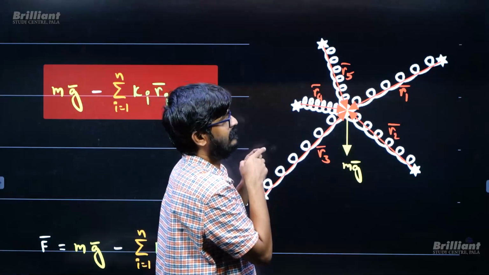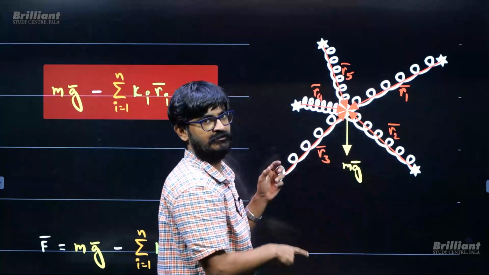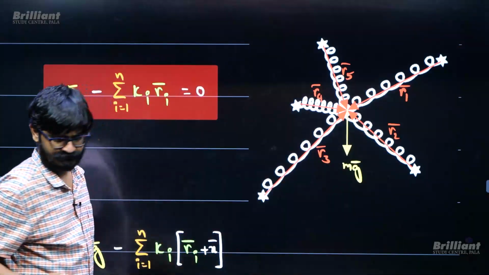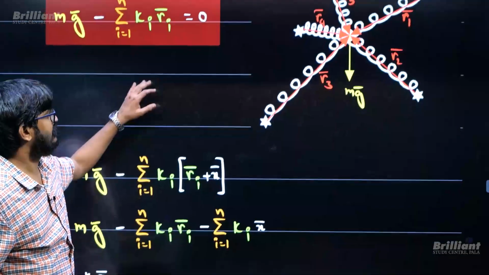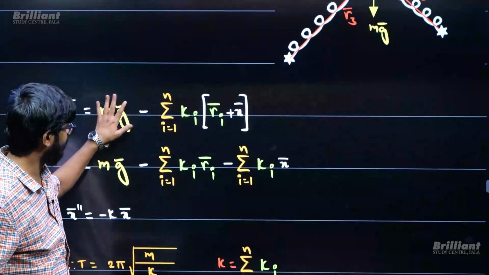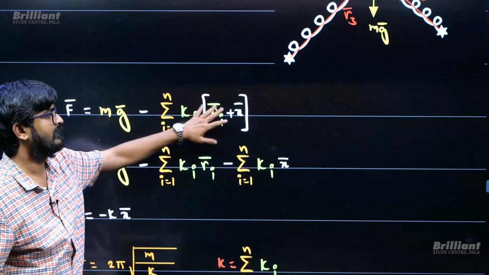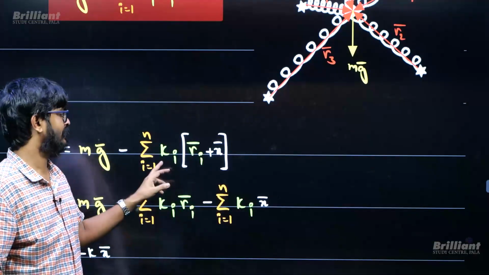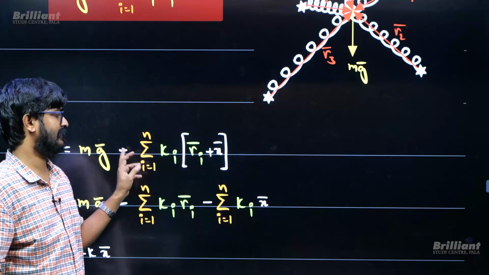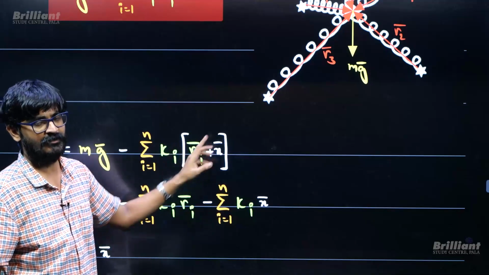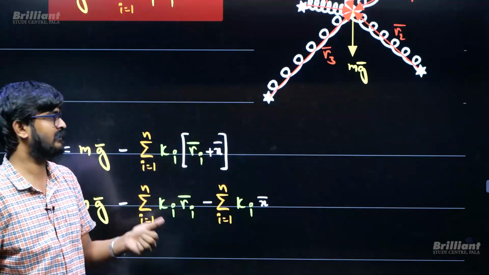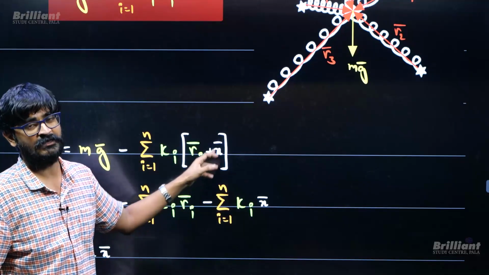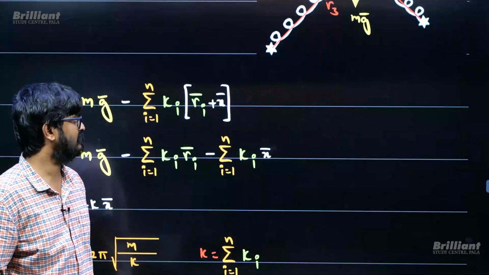So, force will be in which direction? Minus of R1 bar plus x bar. This is the equilibrium position. Now, what is the net force? Net force is weight, and apart from weight, the spring force. The spring force is minus K1 into R1 bar plus x bar for the first spring, minus K2 into R2 bar plus x bar for the second spring, and so on.